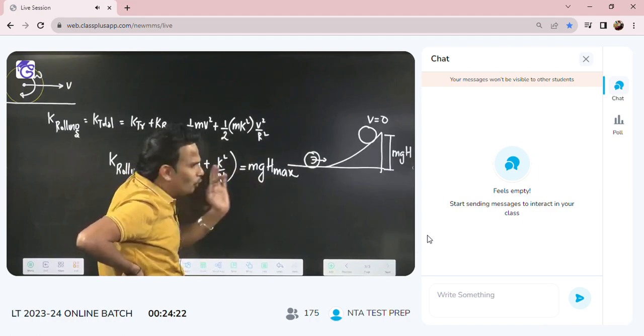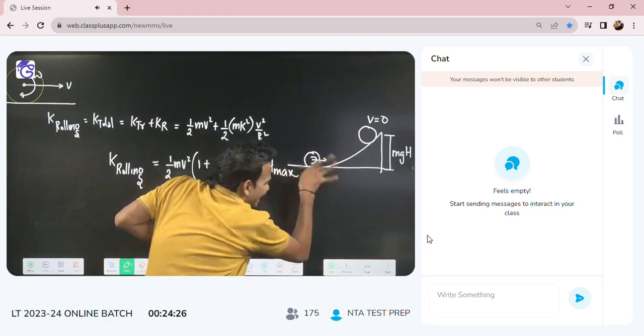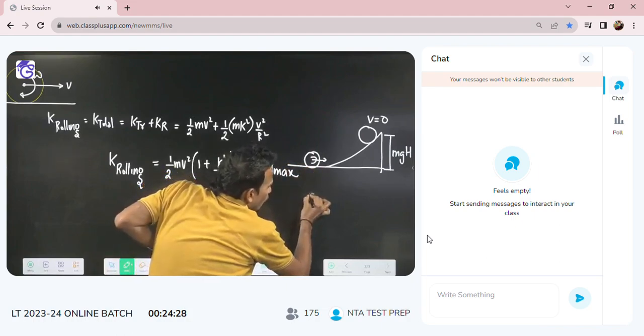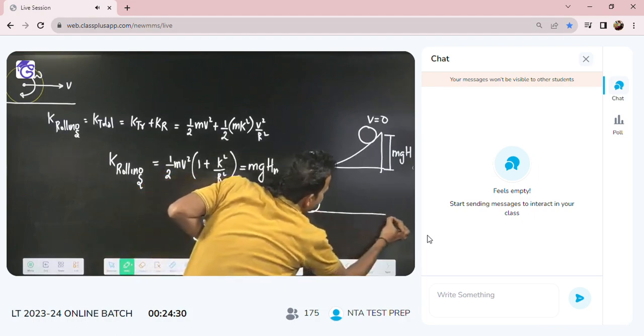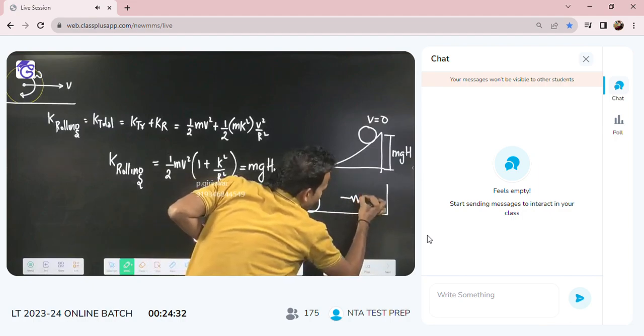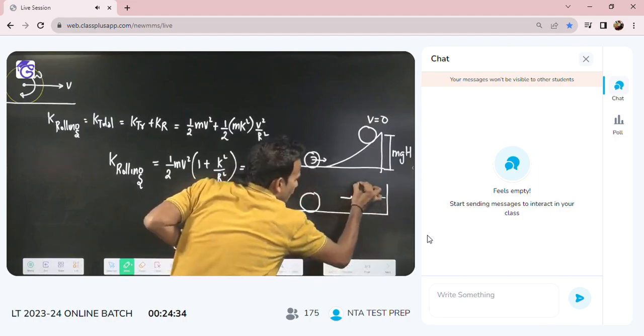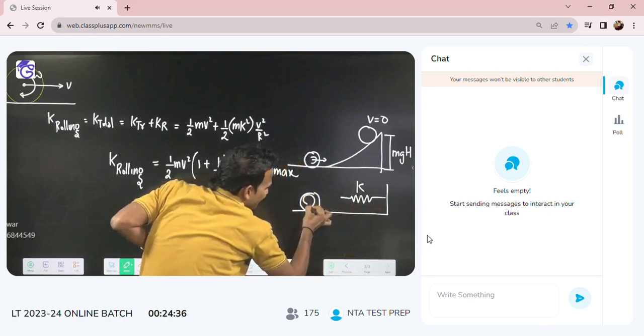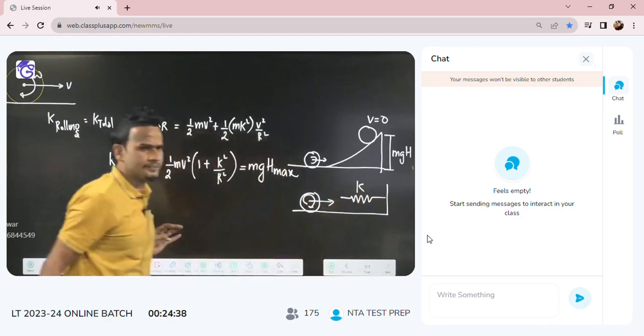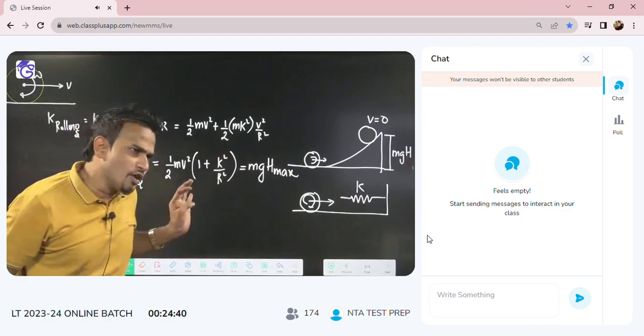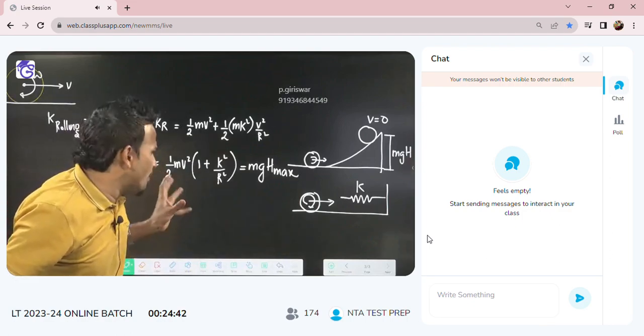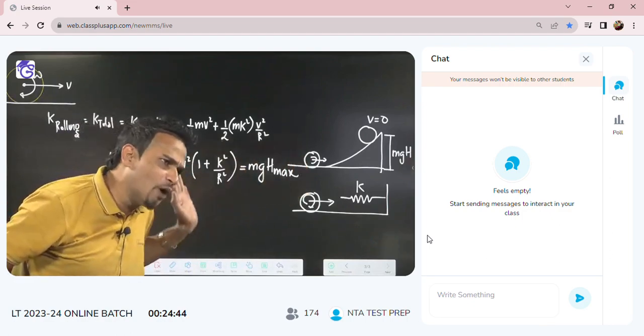Now tomorrow assume in place of this hilly area, your rolling body finds a spring in its path. You tell me, if this rolling body finds a spring in its path, then what will happen? The rolling body is not now going on a hill. Now the rolling body finds a spring in its path. Then what will the rolling body do?